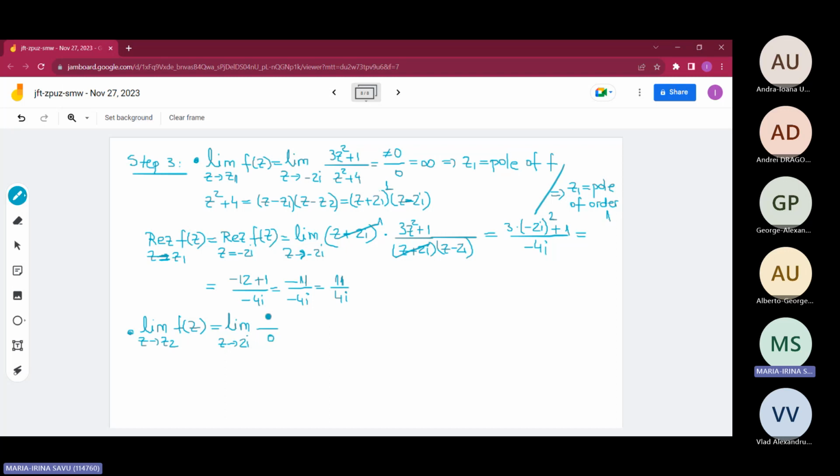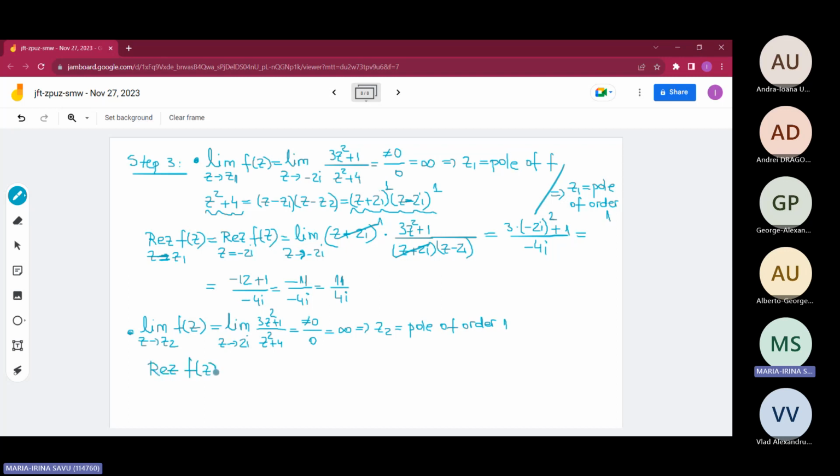Exactly, this is 0 here. This is something, okay, just let me copy the function. You have again 0 here. You have here something which is not 0. So again, z2 is a pole of f, identical with z1. Pole of order 1. And let's see how this residue looks like.